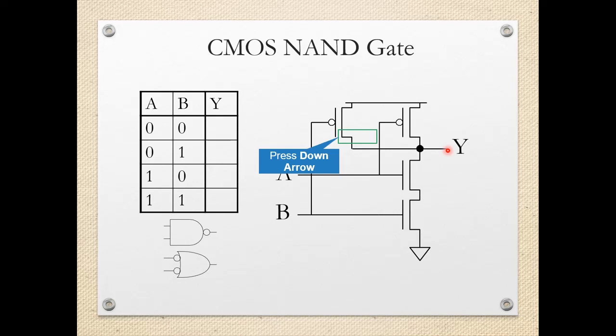Now we'll go for the next logic gate, that is a CMOS NAND gate. It has two inputs A and B, and we can see that the two PMOSFETs are connected in parallel. The drain terminals of both the PMOSFETs are shorted, and the source terminals are also shorted. So both the PMOSFETs are connected in parallel and both the NMOSFETs are connected in series.